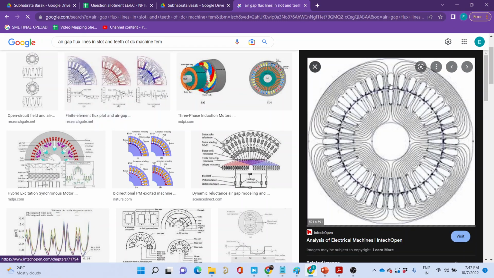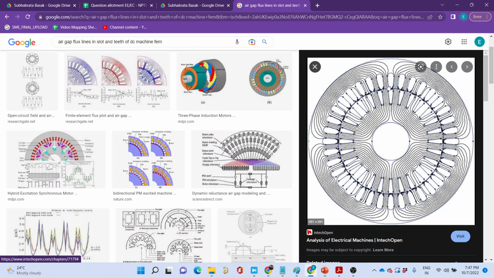Look at this picture, okay? This is not a DC machine, but still the flux lines would look like this only, right? So you see in the air gap, in the slot where the wire is present, the coil is present right over here. You are placing the coil over here in the rotor, right?